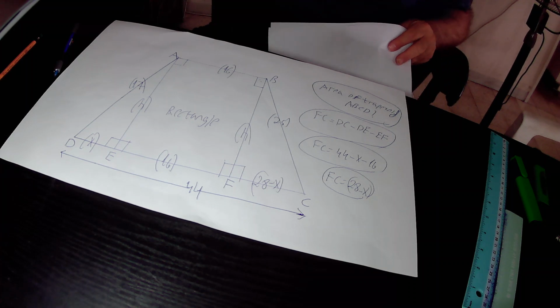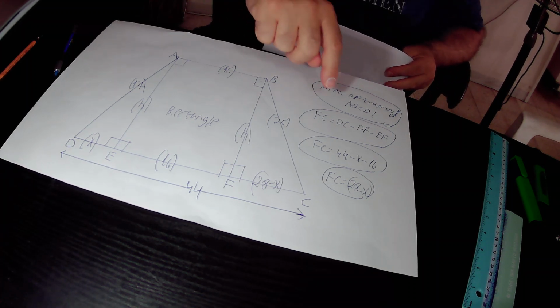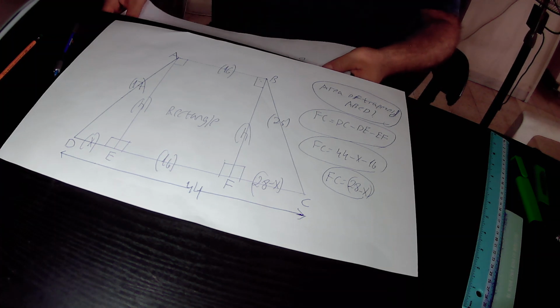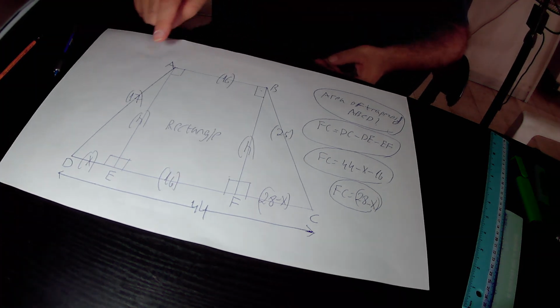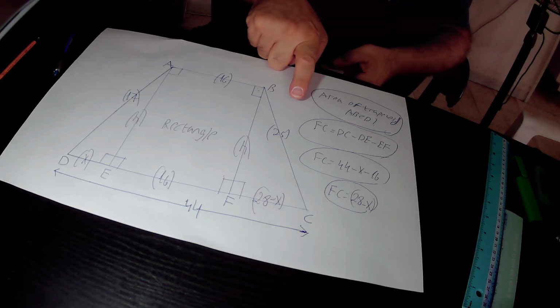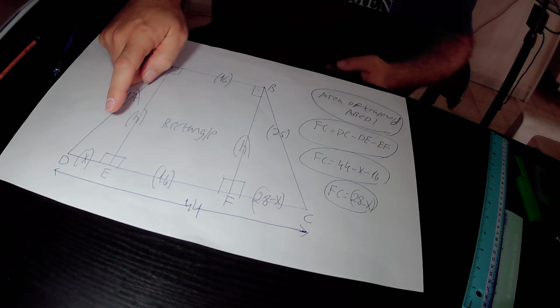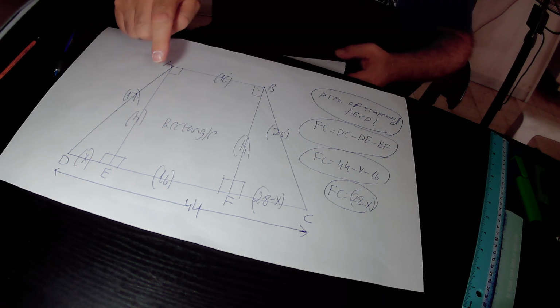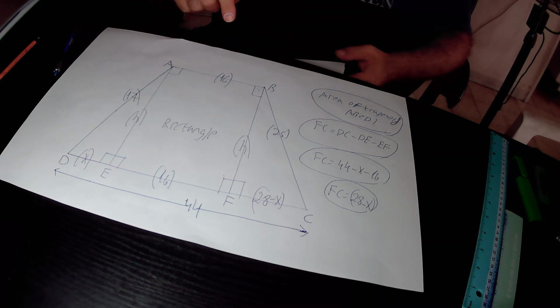Our mission in the second question is to find out the area of this trapezoid ABCD. It is given in the question that AB equals 16, AD equals 17, BC equals 25, and side DC of this trapezoid ABCD is equal to 44 units in its length. Again, our mission is to find out the area of this trapezoid ABCD.